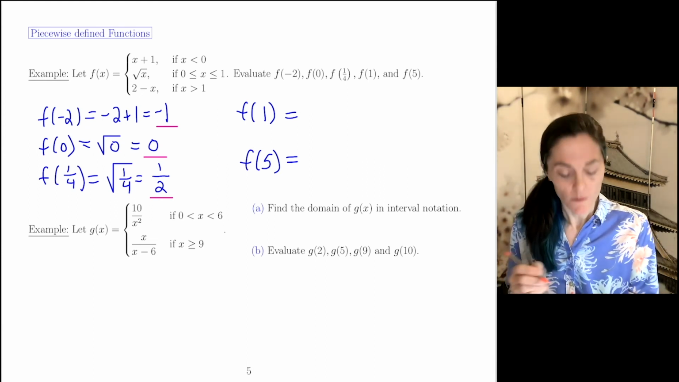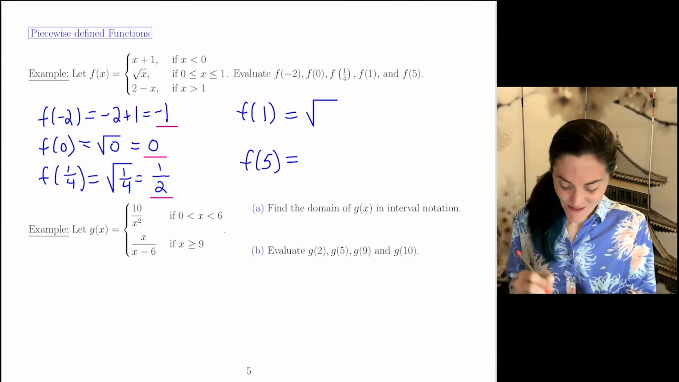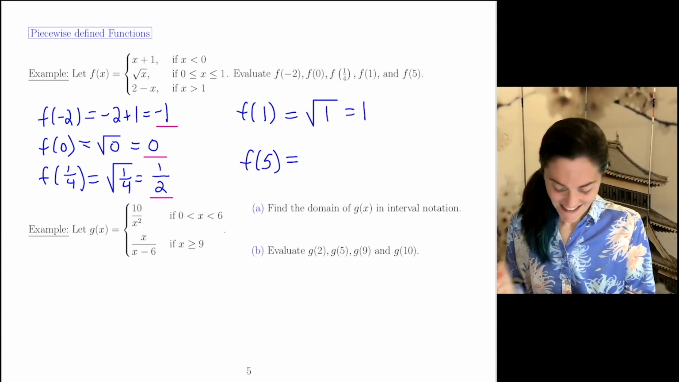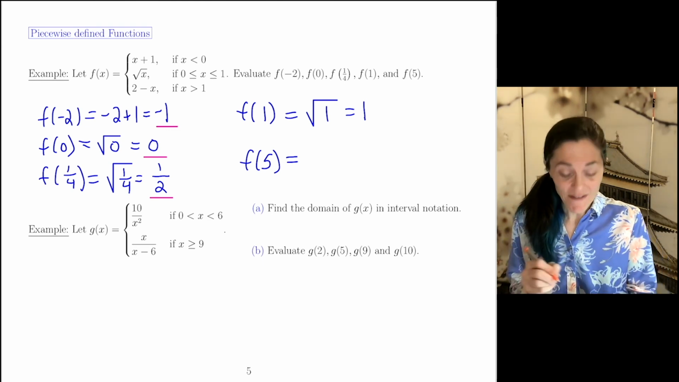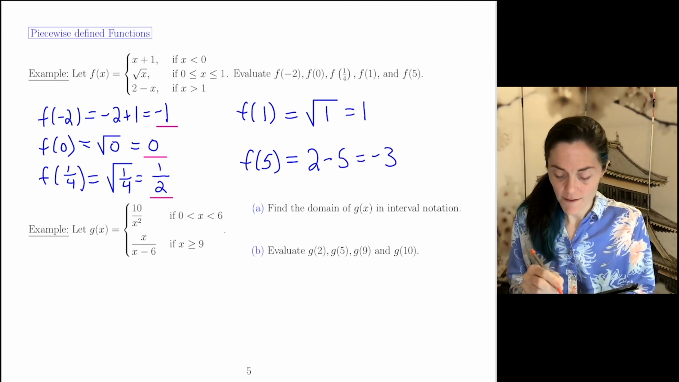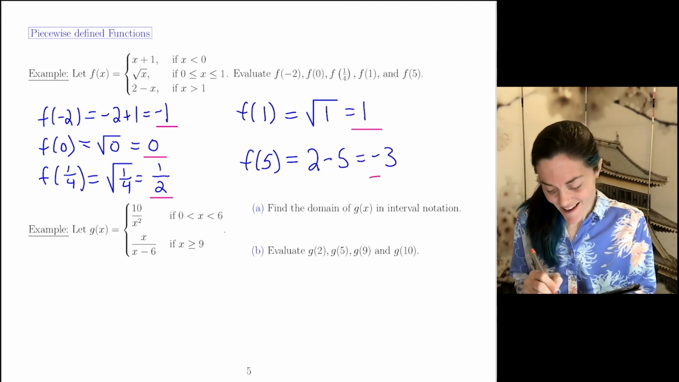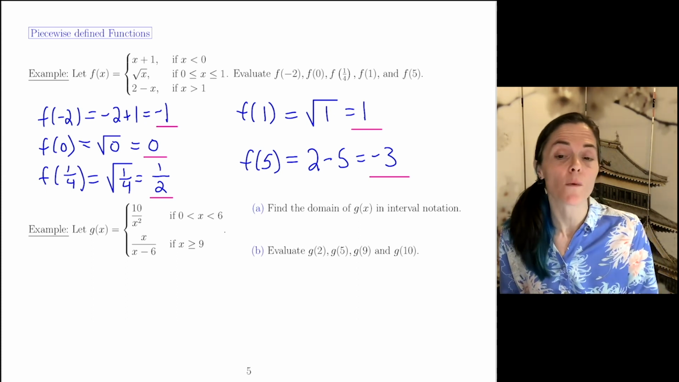f of 1. Well, 1 is also in the closed interval from 0 to 1. This is the square root of 1, which is 1. Now finally, 5. 5 is bigger than 1. So f of 5 is 2 minus 5, which is -3. So I hope this has helped in understanding how to evaluate piecewise defined functions, but we have one more.